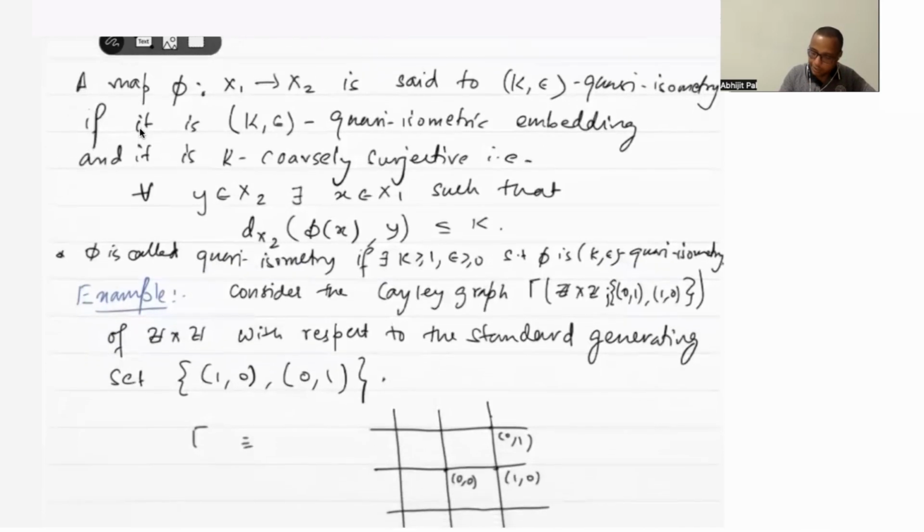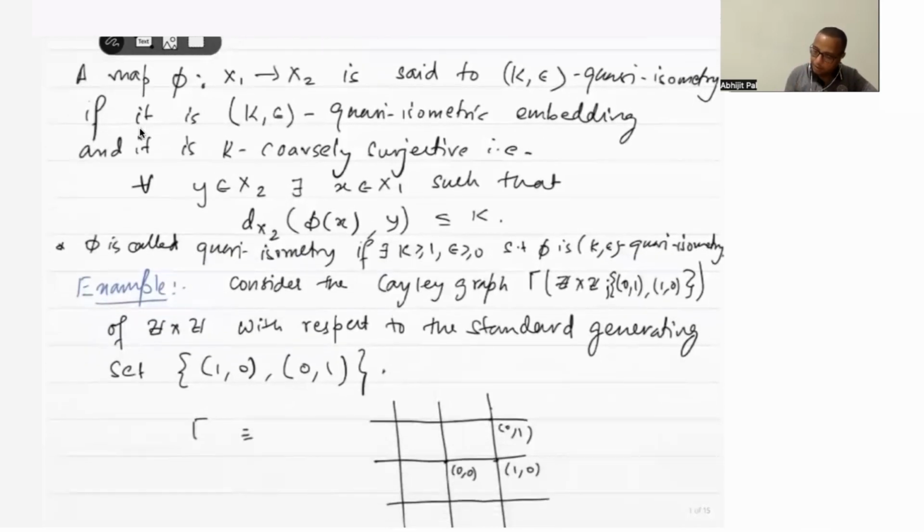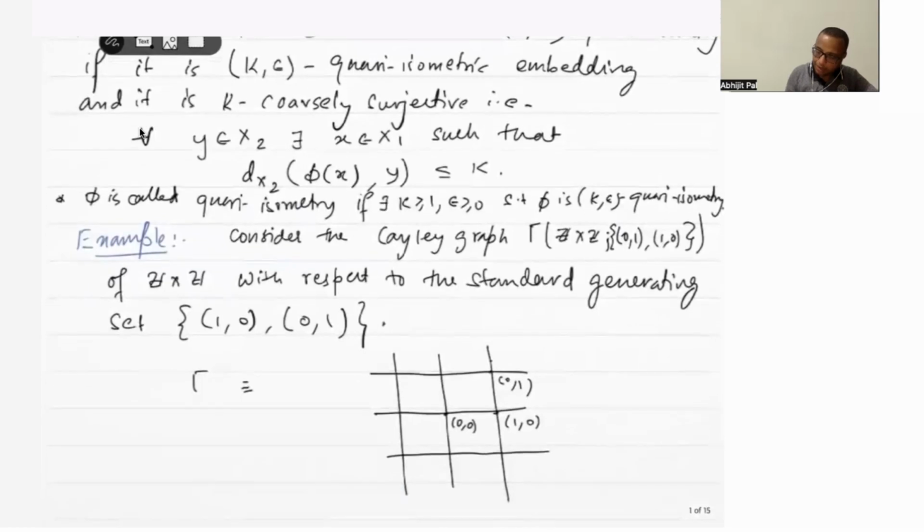Okay, so example. Now let us take the Cayley graph of Z cross Z, where the generating set is (0,1) and (1,0). So you can take it to be generated by A and B, where the relation is A B A inverse B inverse equals 1. So the Cayley graph will be this lattice in R2, the square lattice in R2.